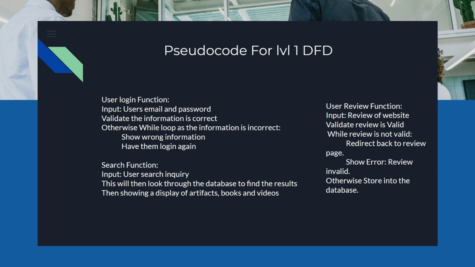The search function will have an input of whatever the user search is. This will look through the database to find the results, then display the artifacts, books, and results that it found.